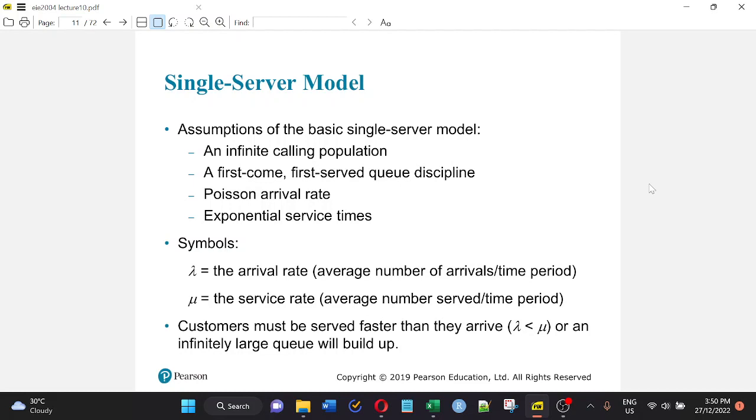So we use the lambda symbol for the arrival rate, okay, and the arrival rate is actually the average number of arrivals per time period. Okay, it can be within 1 minute or within 1 hour or within 1 day, 1 year, doesn't matter, but this is the average number of arrivals of customers or of a product within a specific time period. Same goes for the service rate, which is represented by mu, and this is the average number being served per time period. So the customers must be served faster than they arrive, or lambda must be less than mu, or an infinitely large queue will build up.